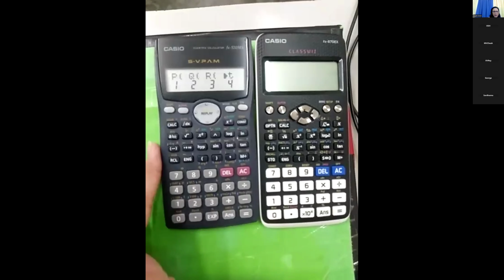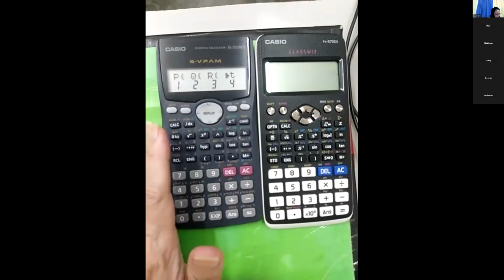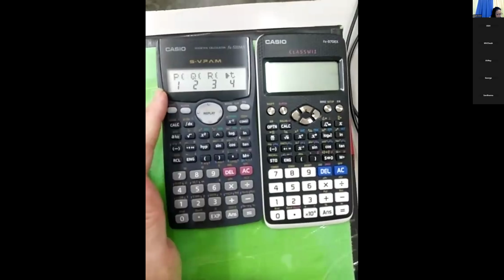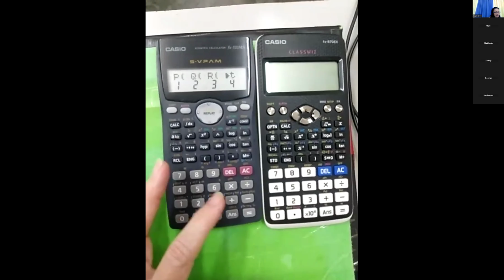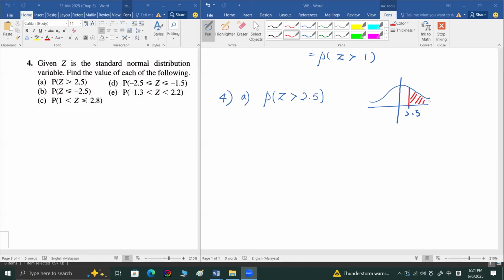Okay, now class, see here. For those using MS, you go shift 3, you can see the screen there, P, Q, R, and so on, right? So you choose R to get the right side. What do I mean by right side? Right side is just how I sketch the bell. See, I sketch the bell with the right side here. I sketch to the right side. Greater than, okay?